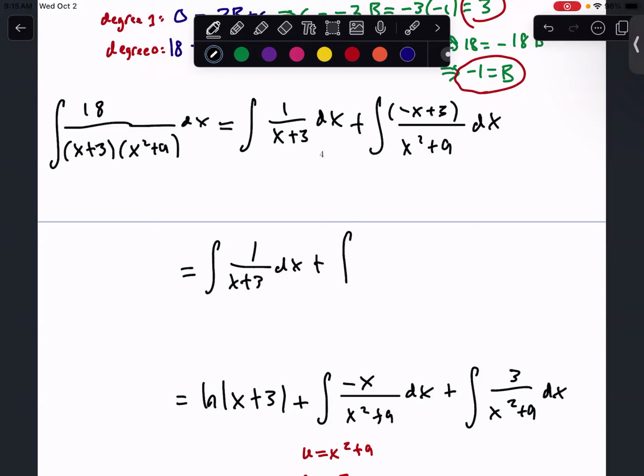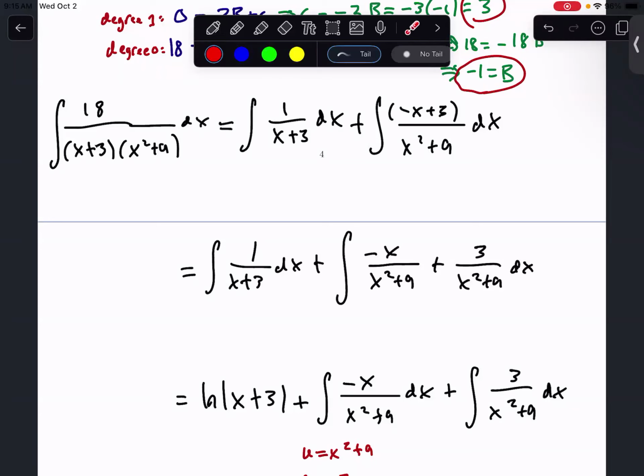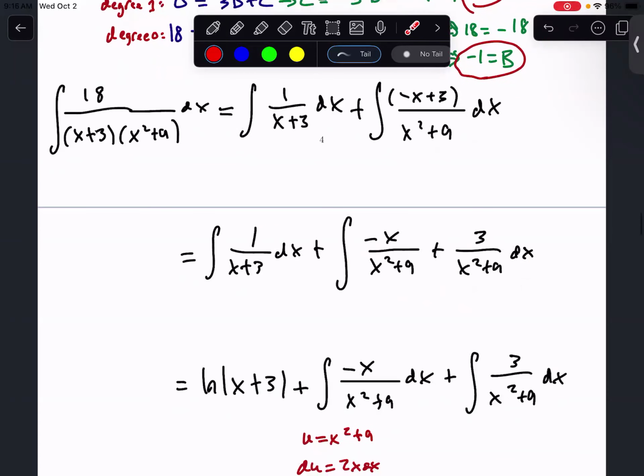This second integral is really just the same thing as minus x over x squared plus 9, plus 3 over x squared plus 9 dx. I'm just splitting up this fraction into a sum of two smaller fractions, and then you can distribute the integral to both terms. The integral is linear, so it distributes over sums. So the integral of this entire thing is really the integral of this thing plus the integral of this thing. I was just using this fact.